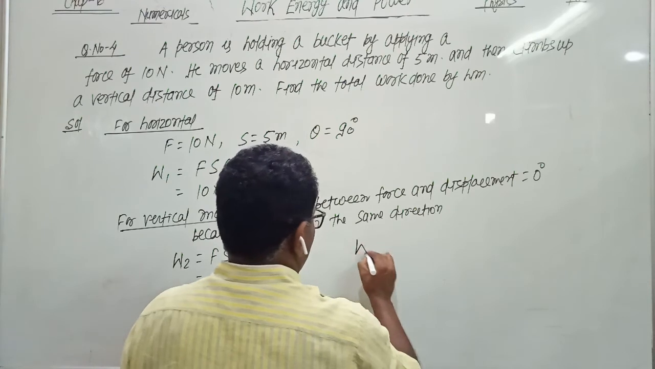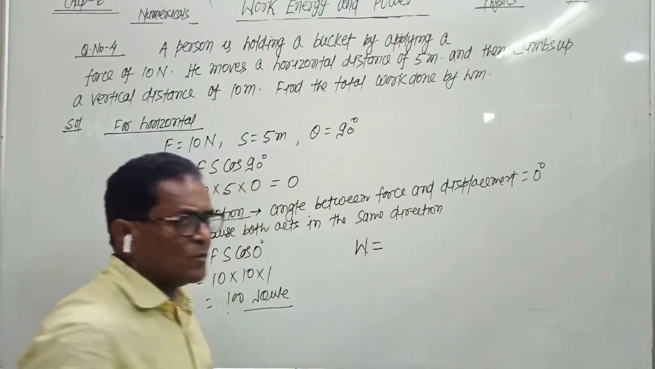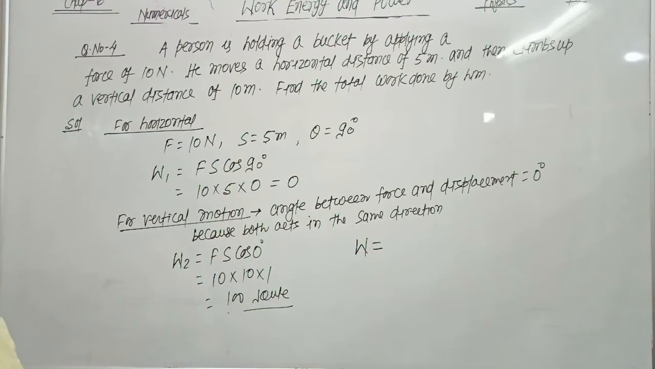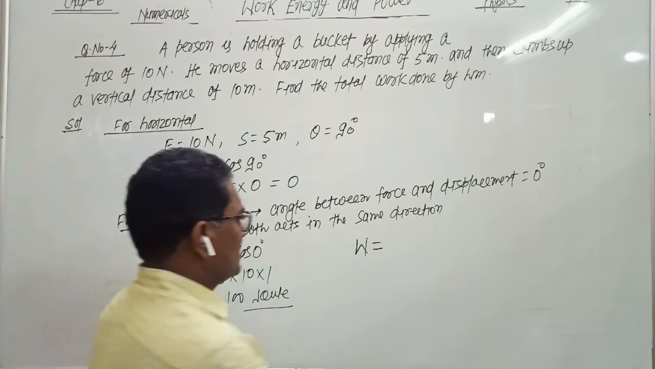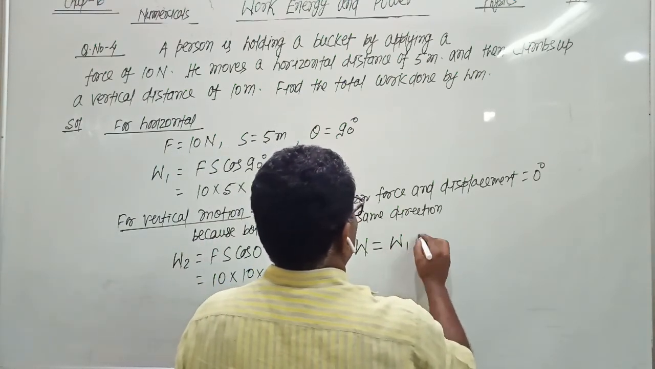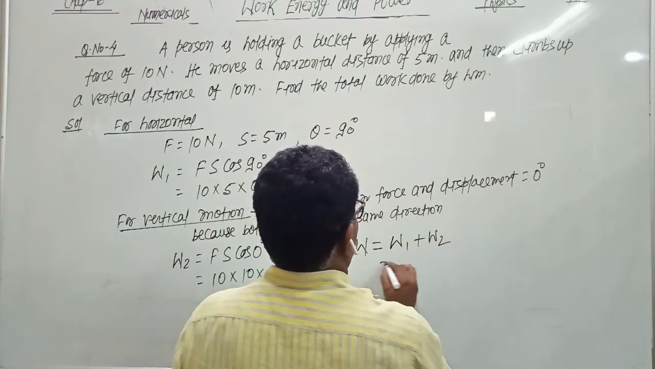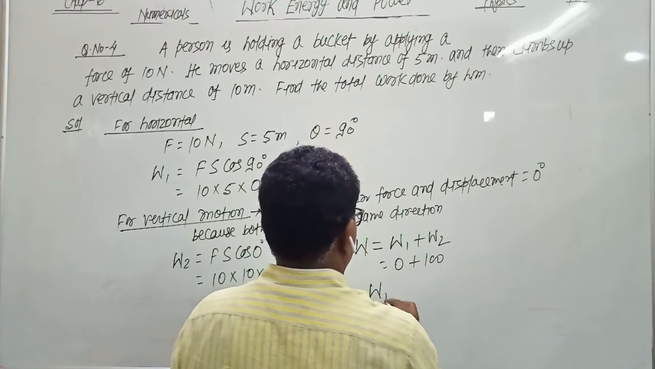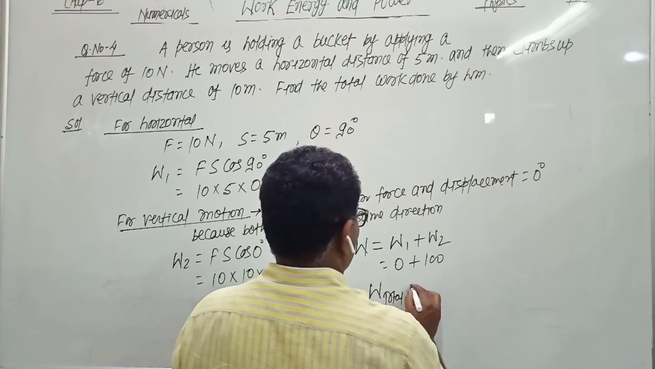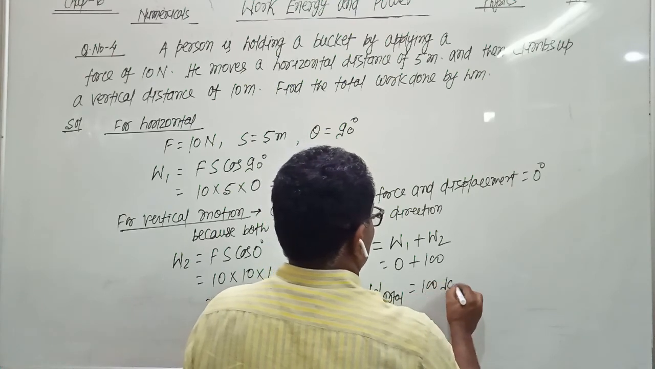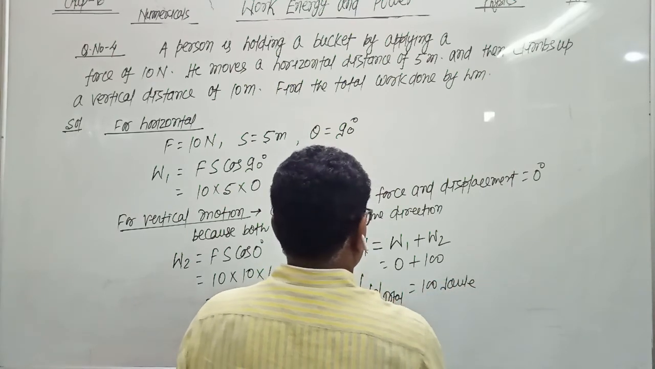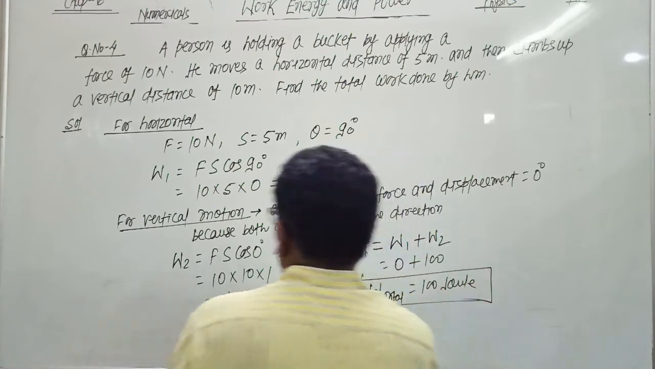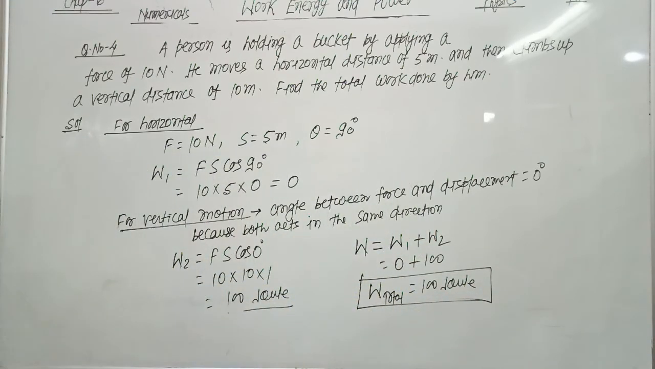So total work done in moving a horizontal distance and vertical distance, W equals W1 plus W2, and W1 is 0, W2 is 100, so W total is 100 joule. Total work done by the person is 100 joule.